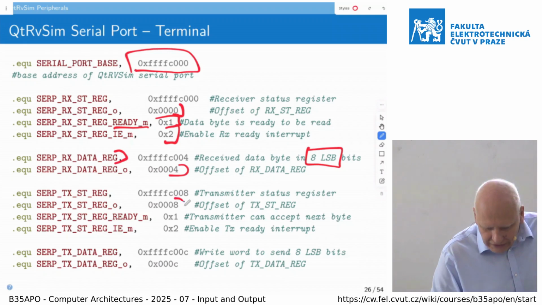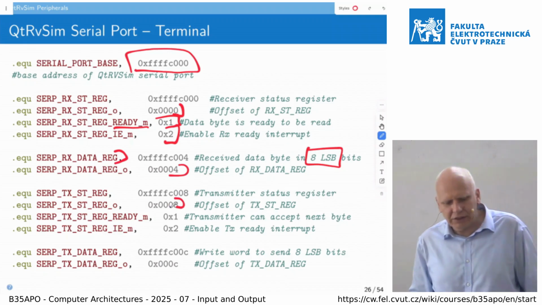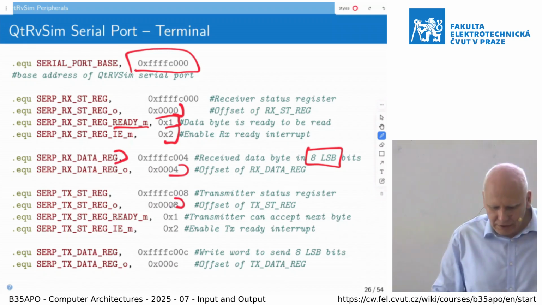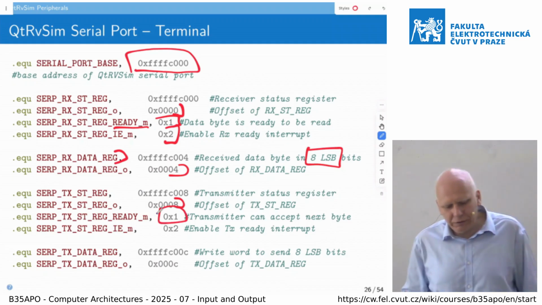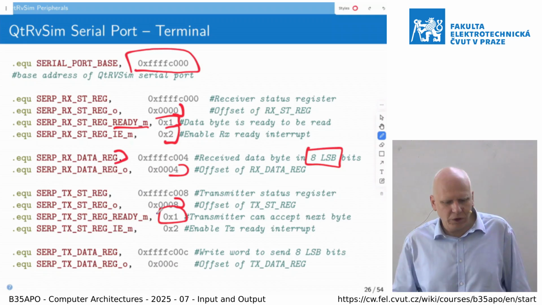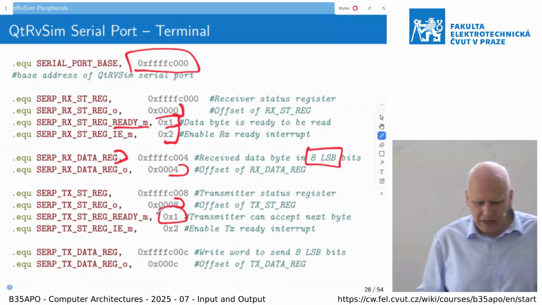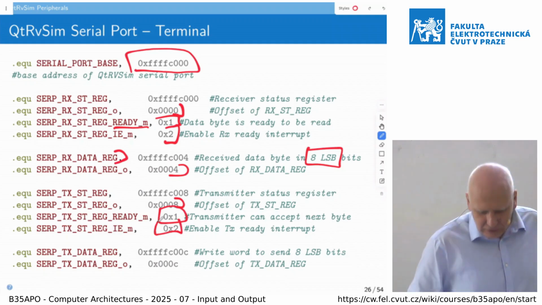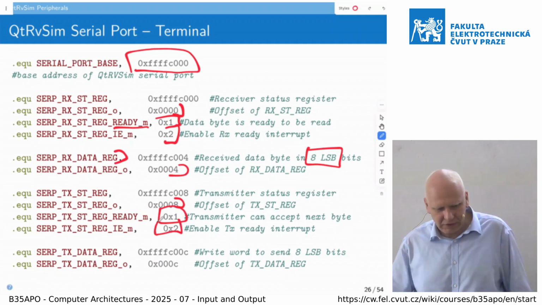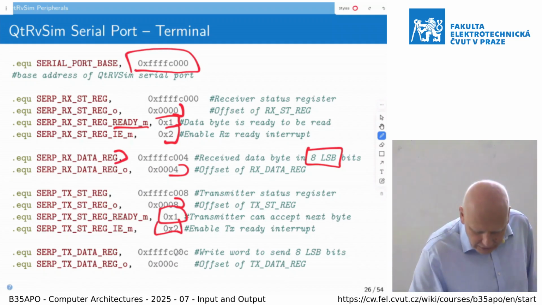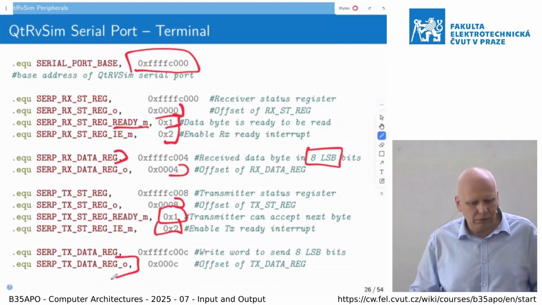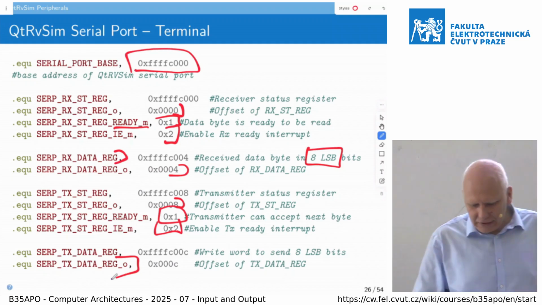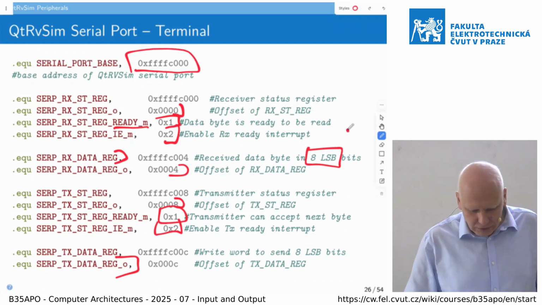At offset 8, we have the status register for the transmitter. Again, there is a mask of bit 0, which informs that it is ready for the next byte to be sent. And then the mask to enable interrupts; again, we leave it for later. And there is the actual data register. If we write data to this register, it appears on the terminal.